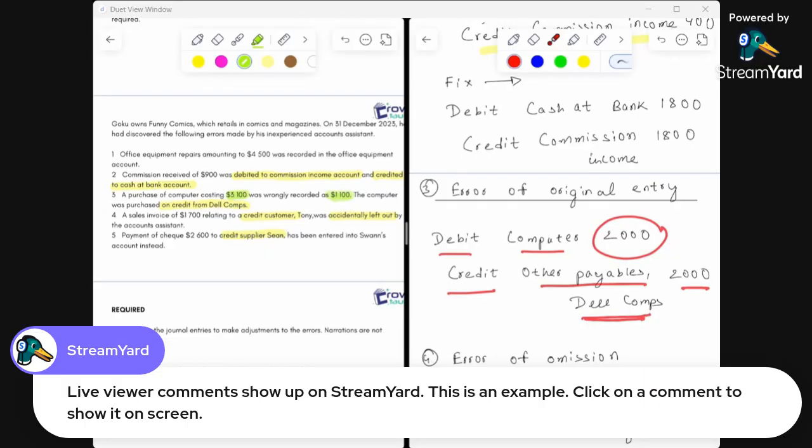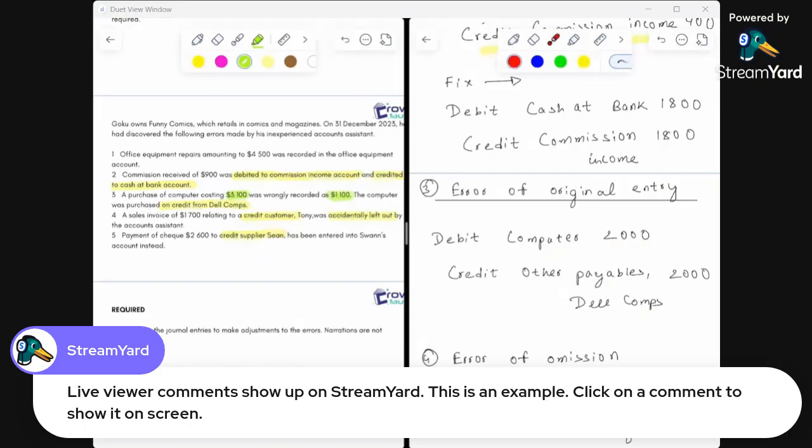So based on this entry that we have fixed here, we debited the computer by 2,000, which is to increase the amount of assets we've got in our books, and we credited other payables for Dell Computers by 2,000, which is to increase the amount of liabilities we've got in our books, okay? All right.